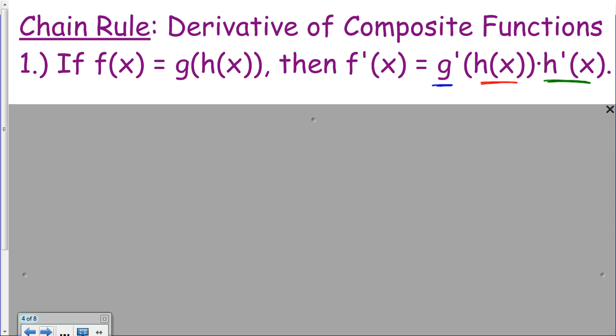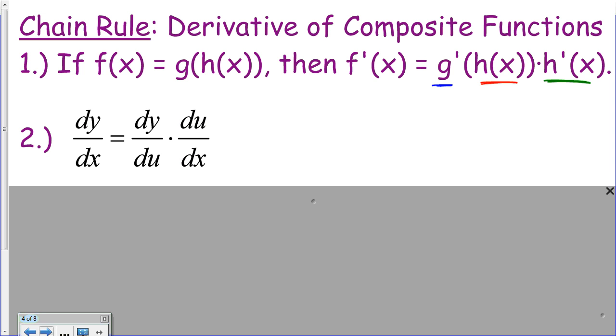Now, the other way to write this is similar to what we just wrote down, actually. In fact, we wrote it down on the previous slide: dy dx can be thought of as dy du, where y is the outside function in terms of u, times du dx, where u is the inside function as a function of x. So the product of those would give you the derivative of a composite function.